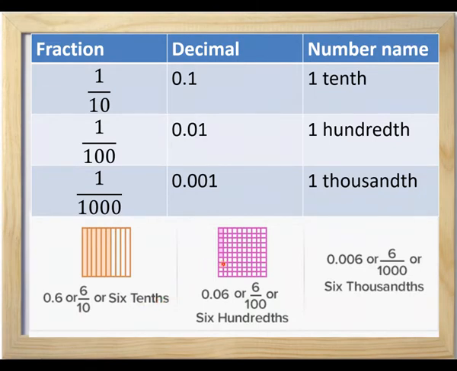Understood? In the other diagram, we can see 6 parts are shaded. So it is given by 0.06. That means there are 100 equal parts. Out of 100 equal parts, 6 parts are shaded. So it is given by 0.06 or 6 by 100 and the name of it is 6 hundredths. In the same way, 0.006 can be written as 6 by 1000 or it is named as 6 thousandths. Understood, children?